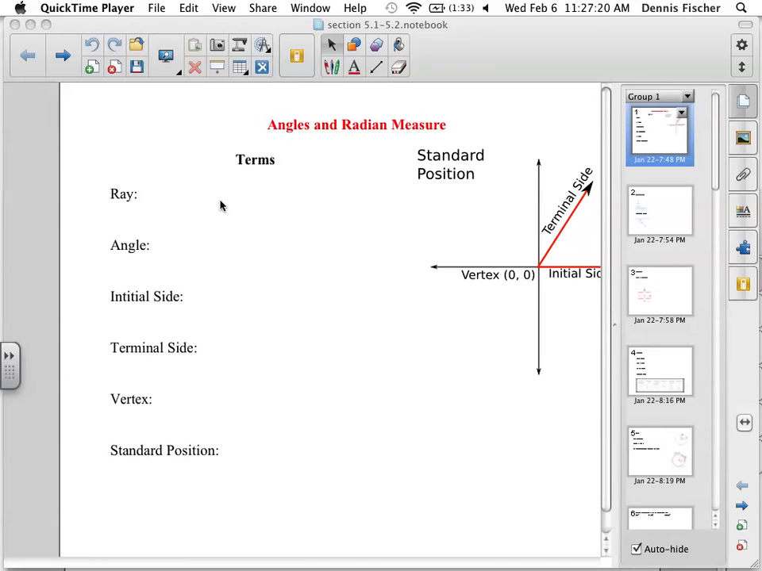Last few days you should have finished up section 5.1 and 5.2. 5.1, 5.1, 5.2 started.